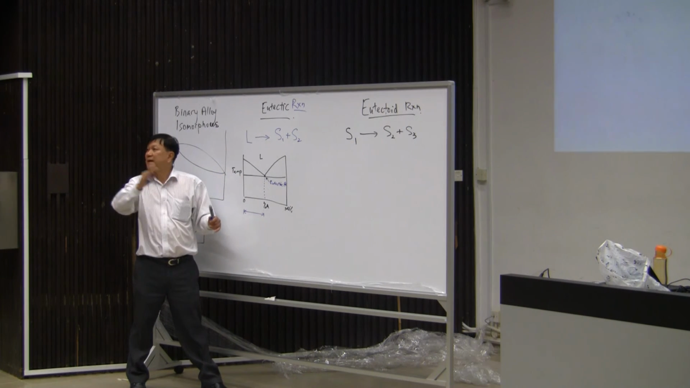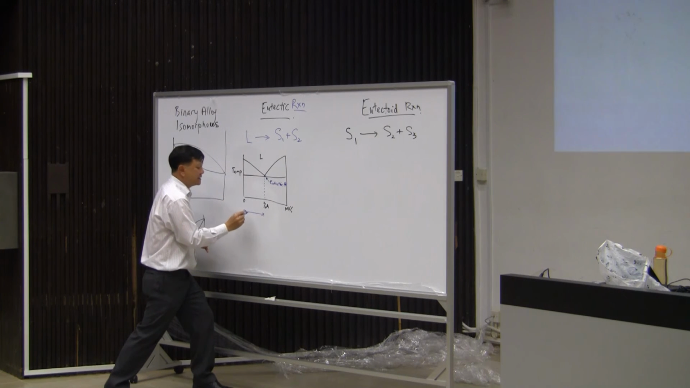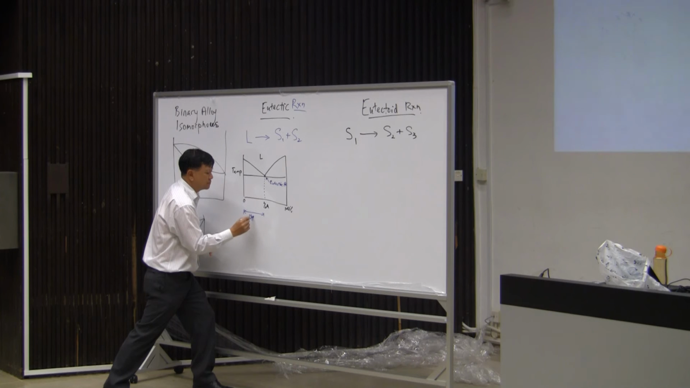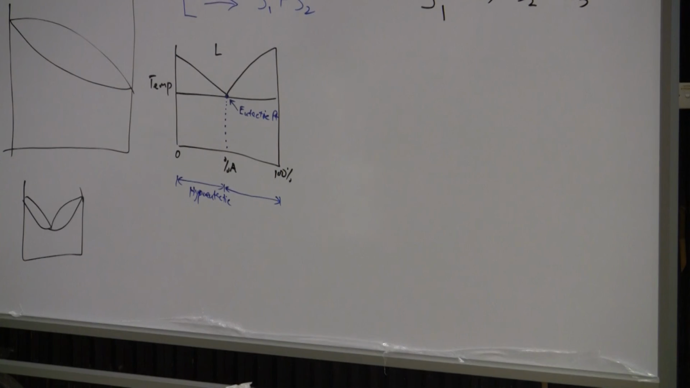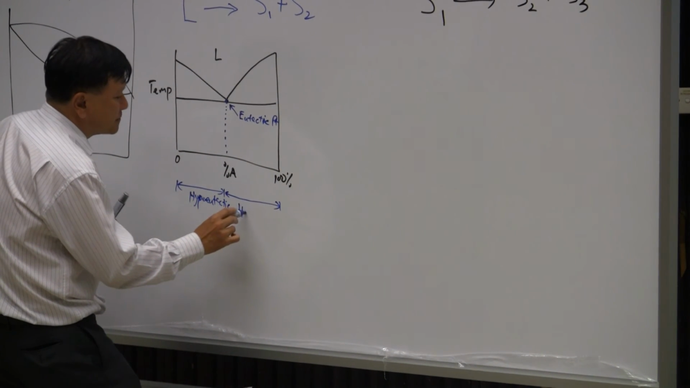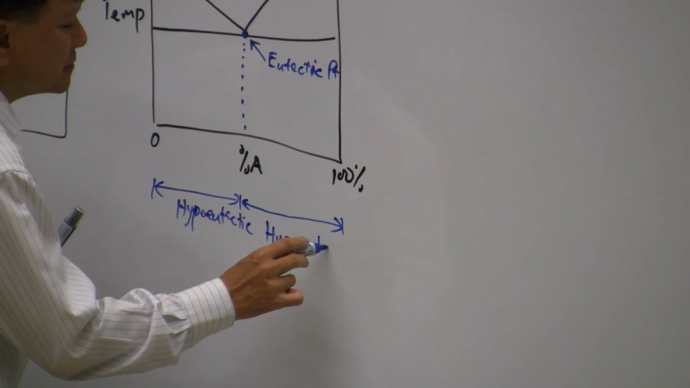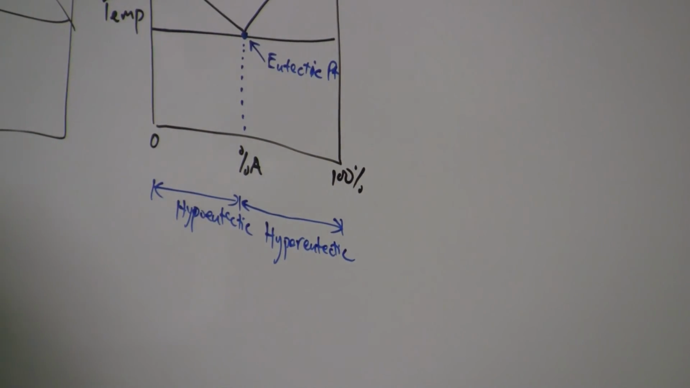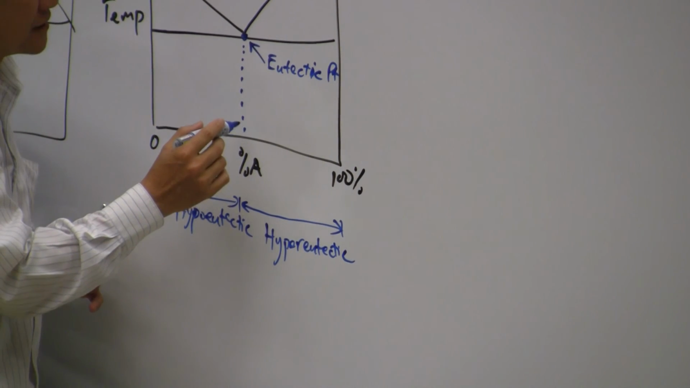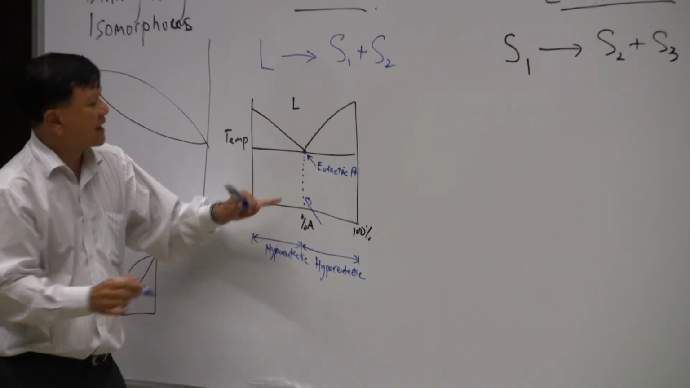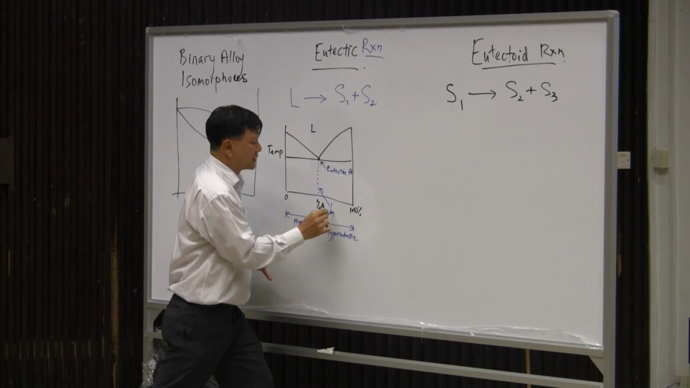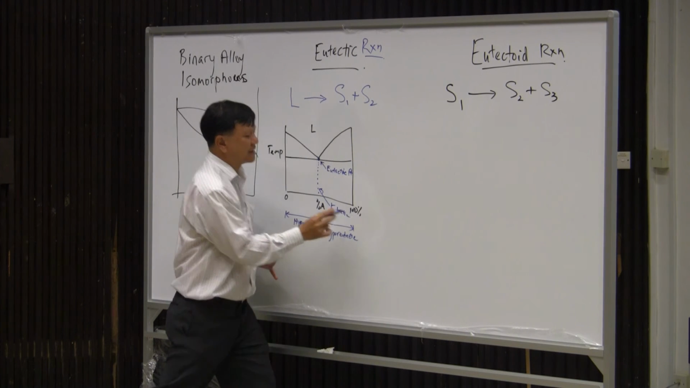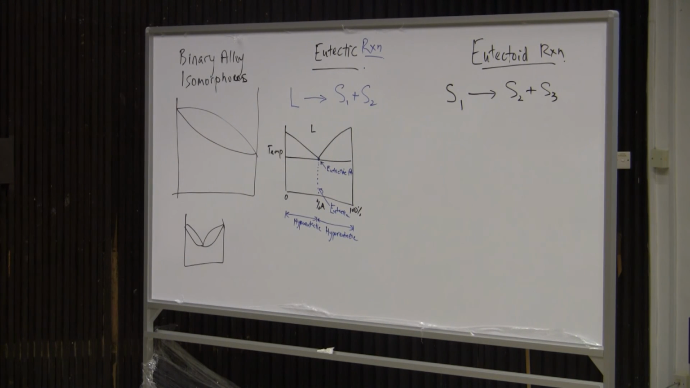Over this side, my alloy will be known as hyposynthetic. And over this side, to the right, you will be known as hypersynthetic. And when the composition corresponds exactly to this point here, the alloy will be known as synthetic. Are you clear to this point?